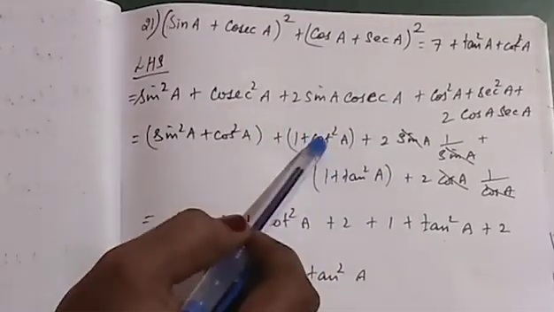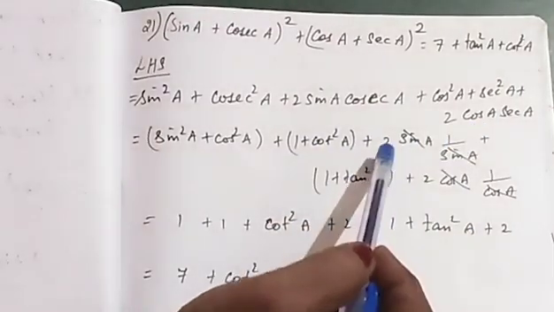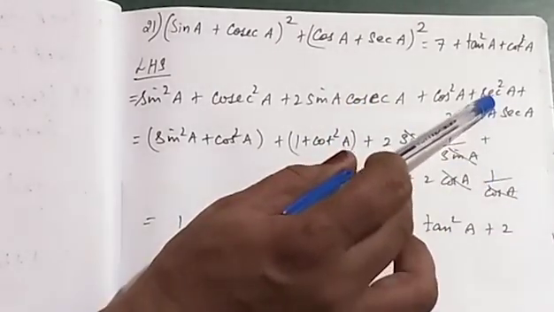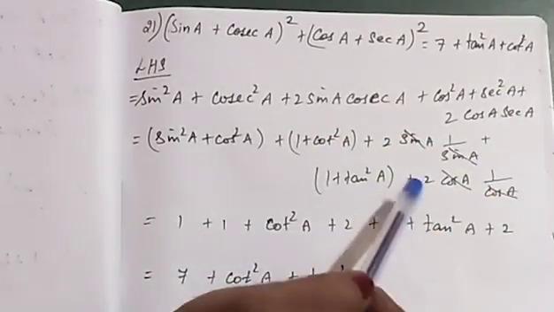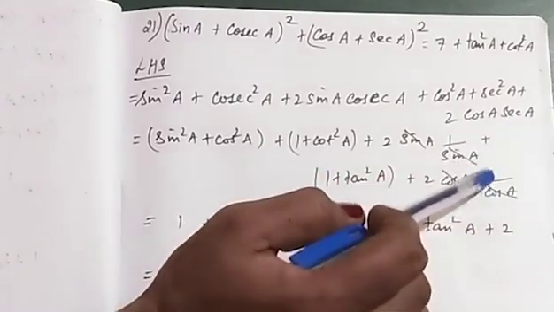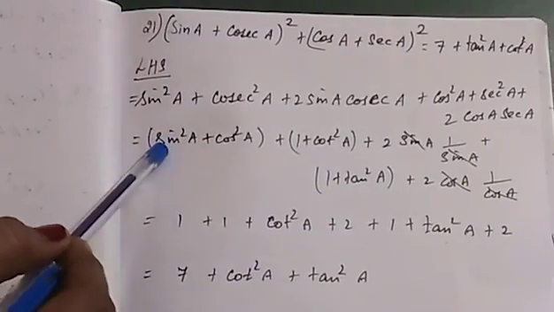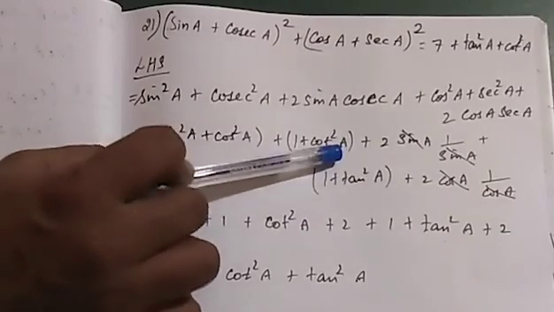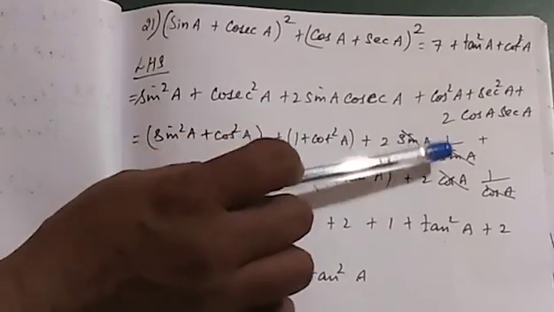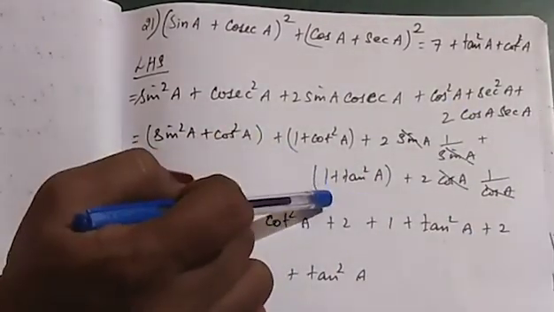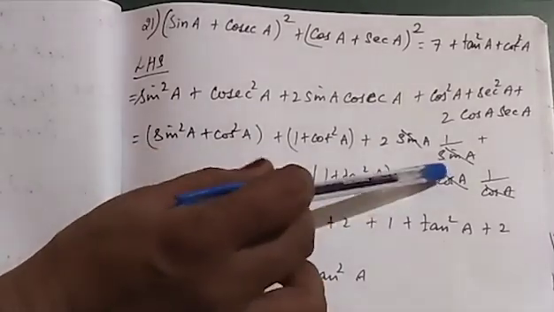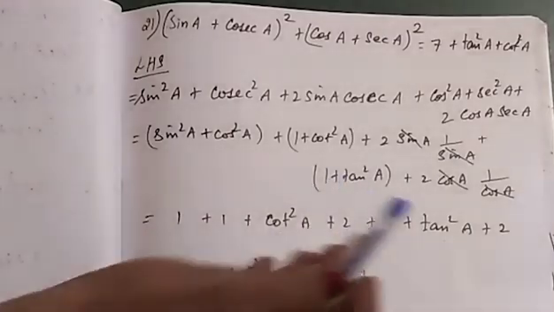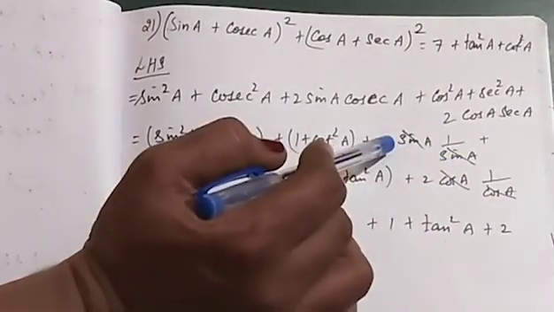Next, cosecant square A, we can write 1 plus cot square A. Plus 2 into sin A and cosecant, 1 upon sin A. Plus secant square A, 1 plus tan square A. Plus 2 cos A and secant A means 1 upon cos A. So now you write sin square A plus cos square A plus cosecant square A as 1 plus cot square A plus 2 sin A into 1 upon sin A plus secant square A as 1 plus tan square A plus 2 cos A into 1 upon cos A. Now cancel this. Cos A and cos A get cancelled. Sin A and sin A get cancelled.